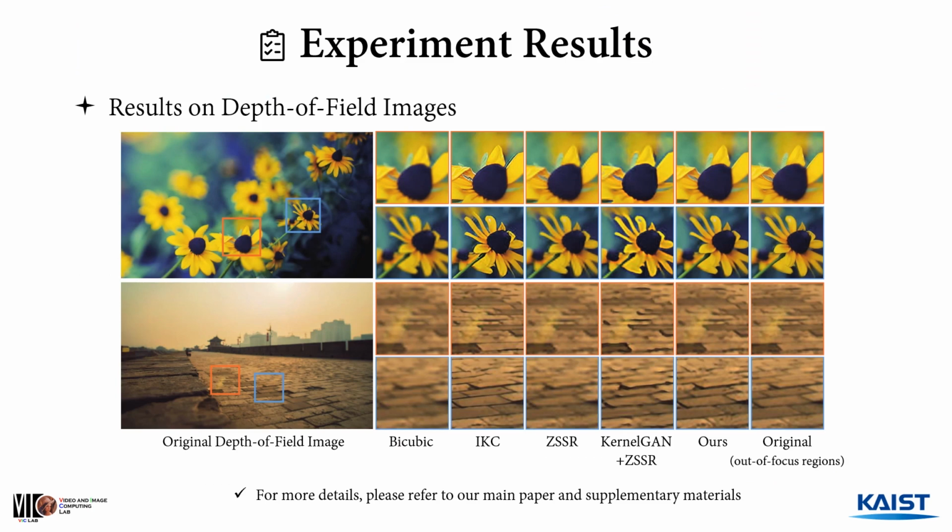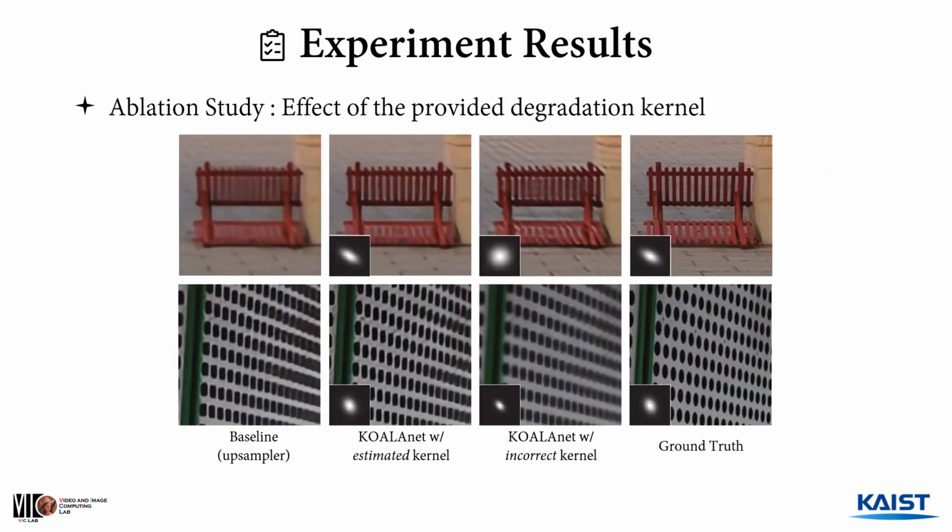This figure shows SR results for the downscaled shallow depth of field images mixed with in-focus and out-of-focus regions. IKC and zero-shot SR with KernelGAN tend to oversharpen even the intentional blurry area. In contrast, our method leaves the originally out-of-focus region blurry and upscales the overall images that are closest to the original images.